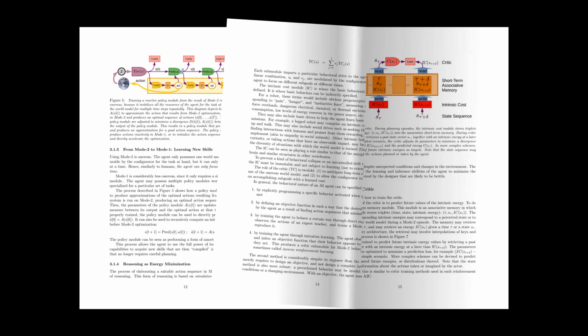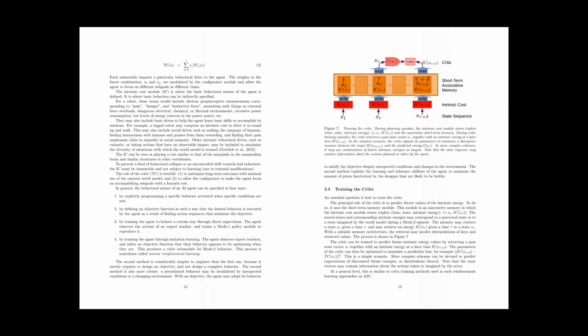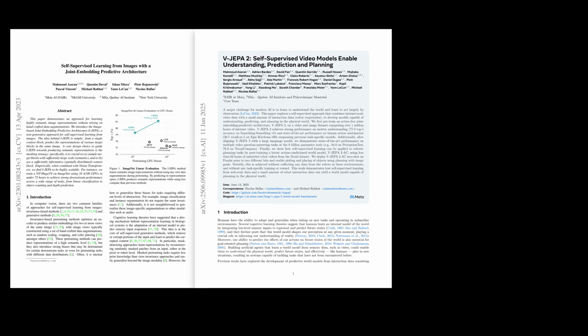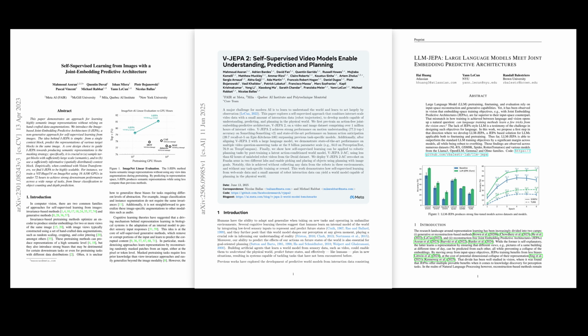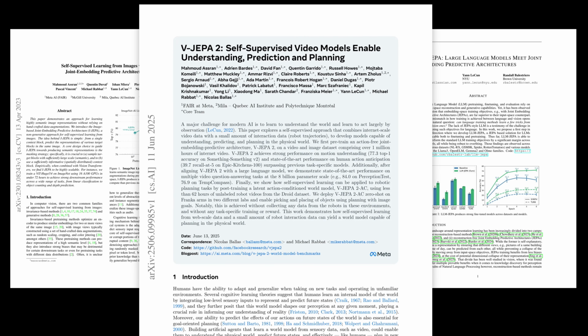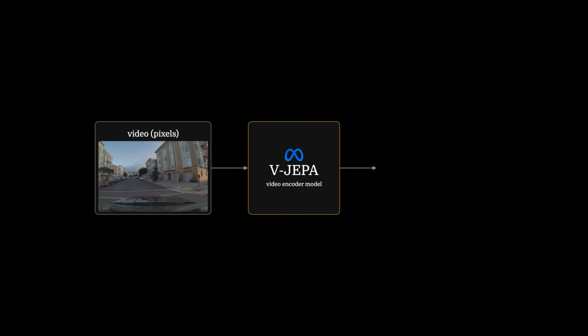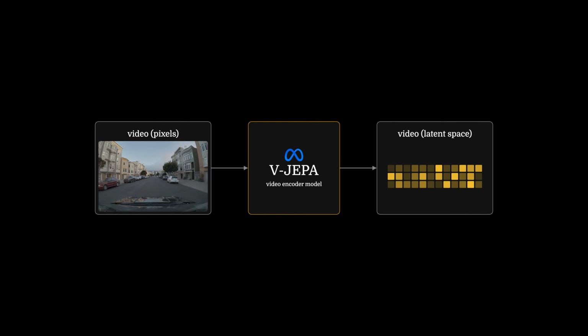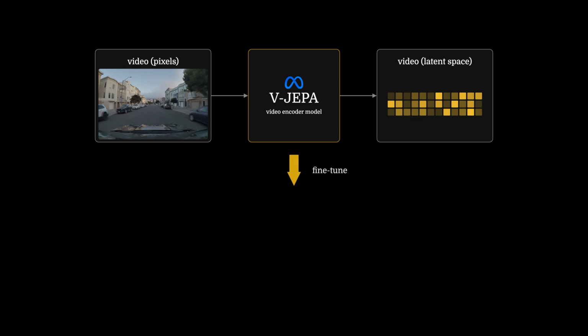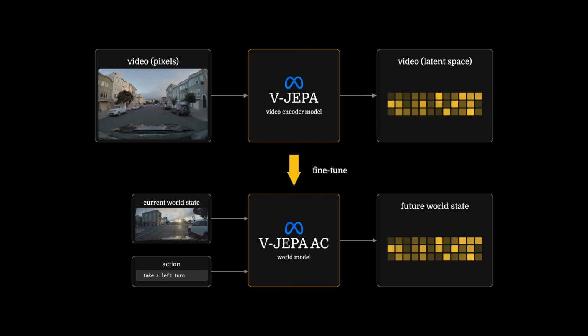JEPA is a modality-agnostic philosophy, which was later adapted to image, video, and even language. V-JEPA stands for video, which is the most relevant for world models. In its raw form, V-JEPA itself is not a world model, but rather a video encoder model. It takes in a video and outputs a latent representation for it. However, V-JEPA can be fine-tuned into a proper world model, like V-JEPA 2-AC.